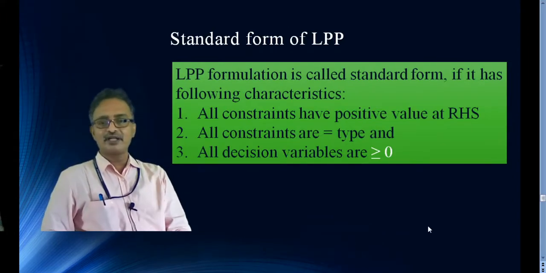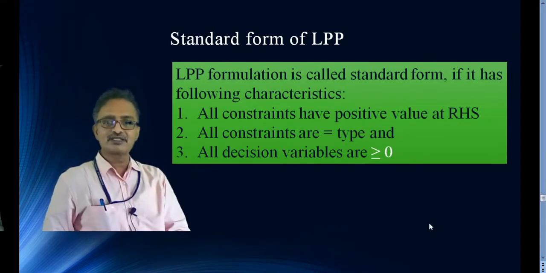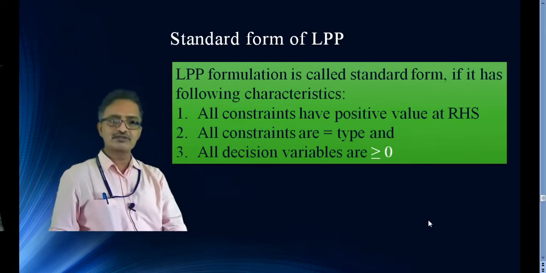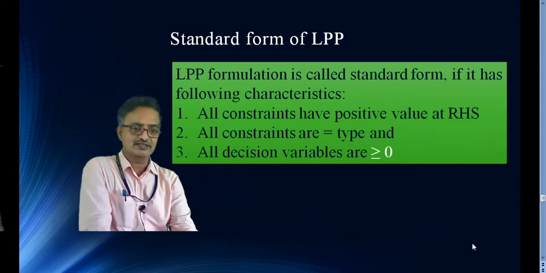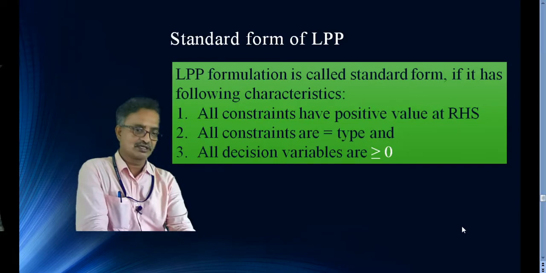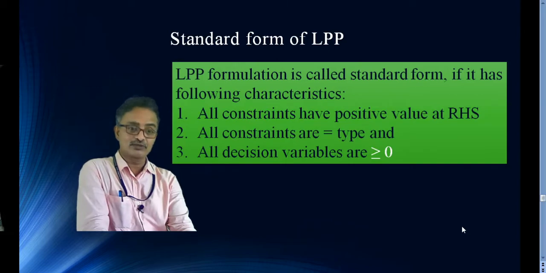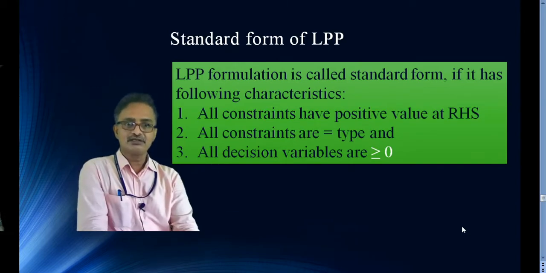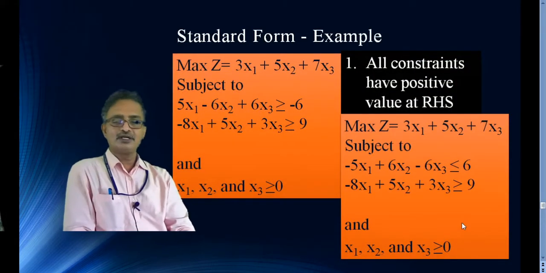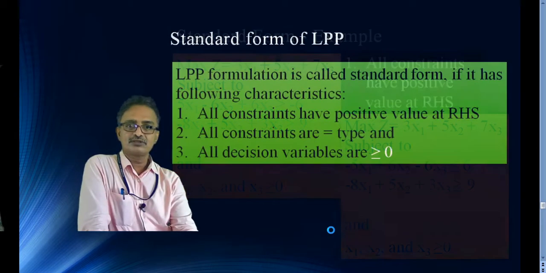Now the standard form of a linear programming problem has the following characteristics. All the constraints have positive values on the right hand side, all the constraints must be converted into equality type, and all the decision variables are supposed to be positive or maybe 0. Otherwise, no negative value is permitted in the decision space for your variables. Now we will discuss this through simple examples.